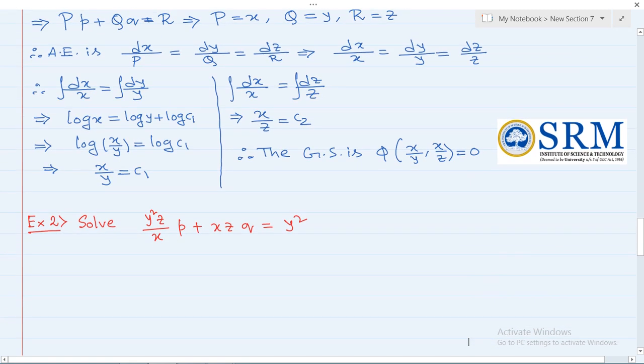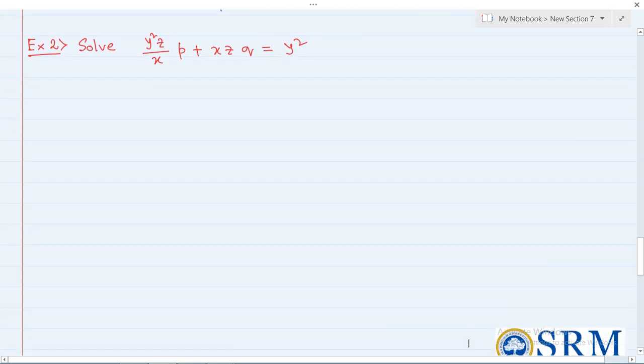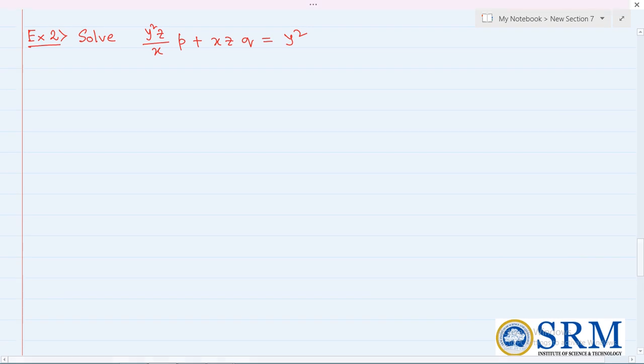Solve y square z upon x into p plus xz into q equals to y square. So again, if we compare, we have capital P equals to y square z upon x, capital Q equals to x into z, and capital R equals to y square, right? So it is a quasi-linear problem because the coefficient of P contains x, y, z, and the coefficient of Q also contains x, y, z, but the previous question is a linear question.